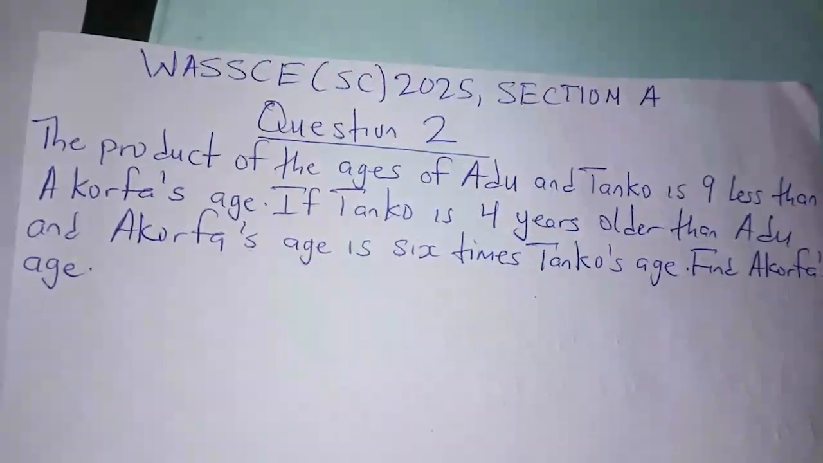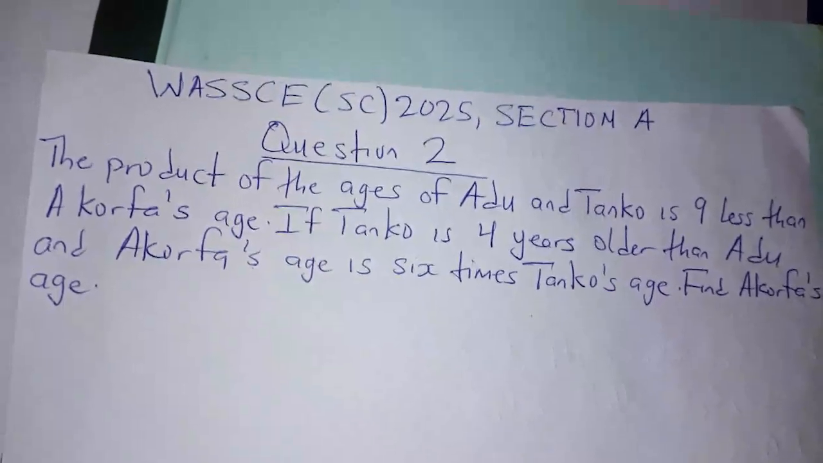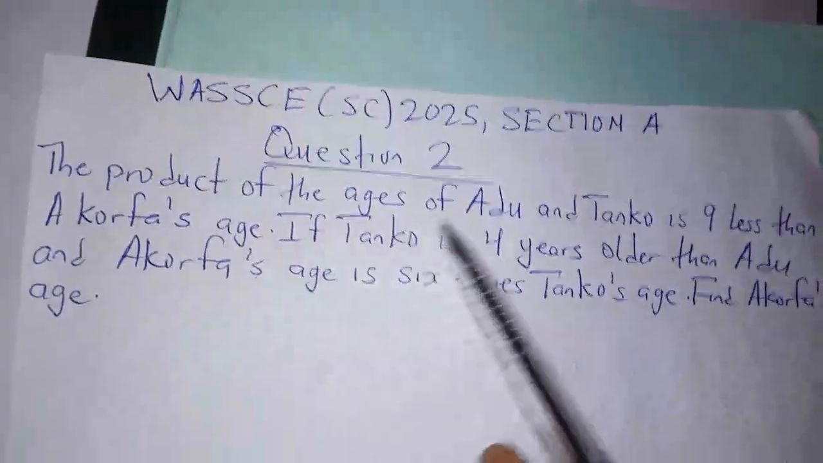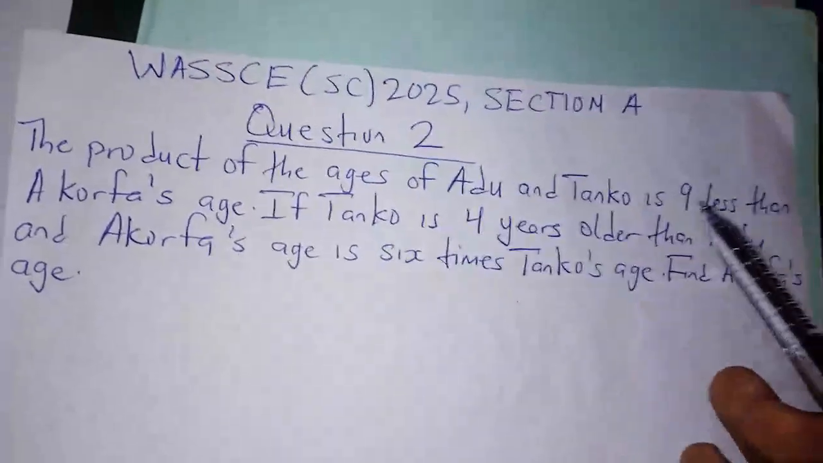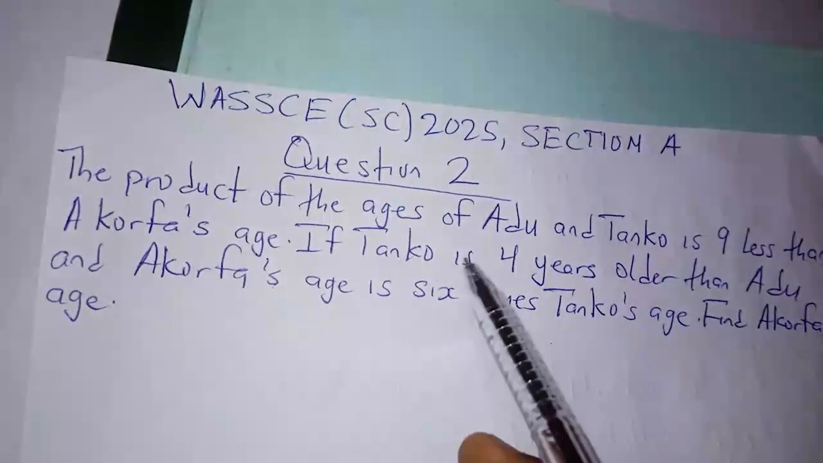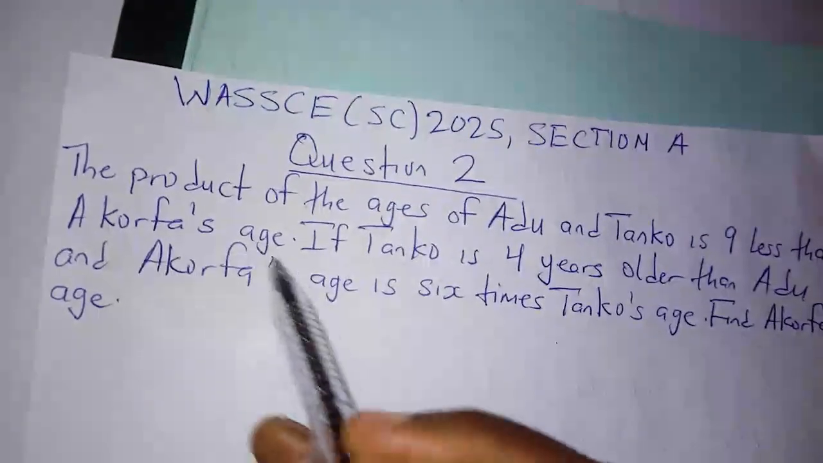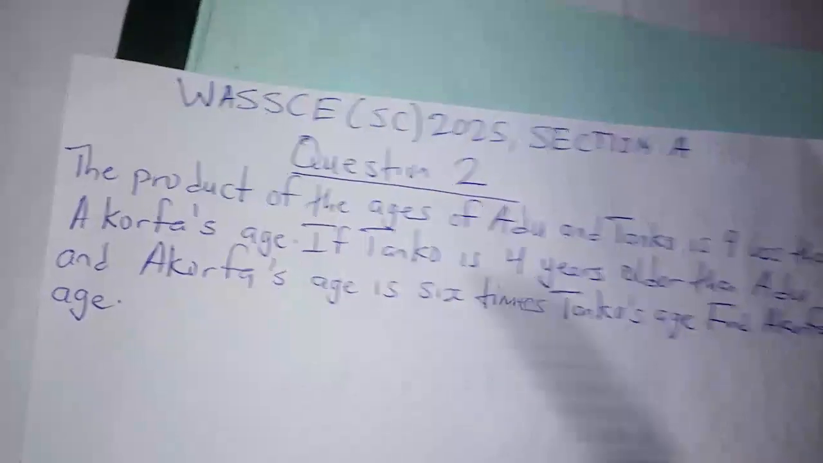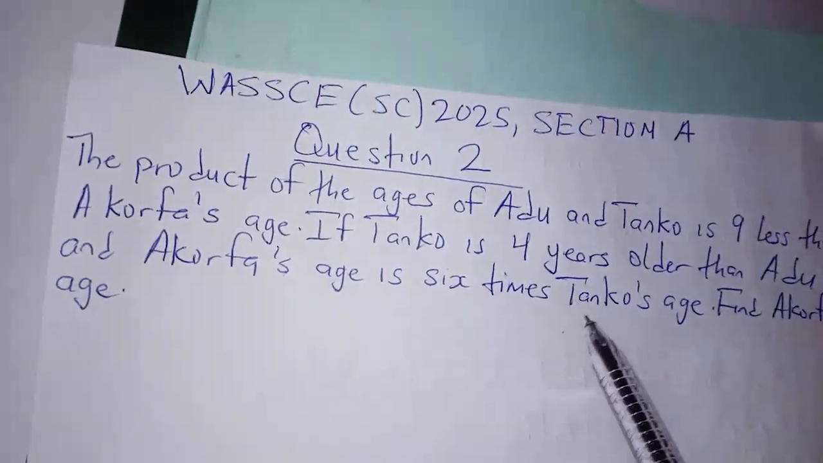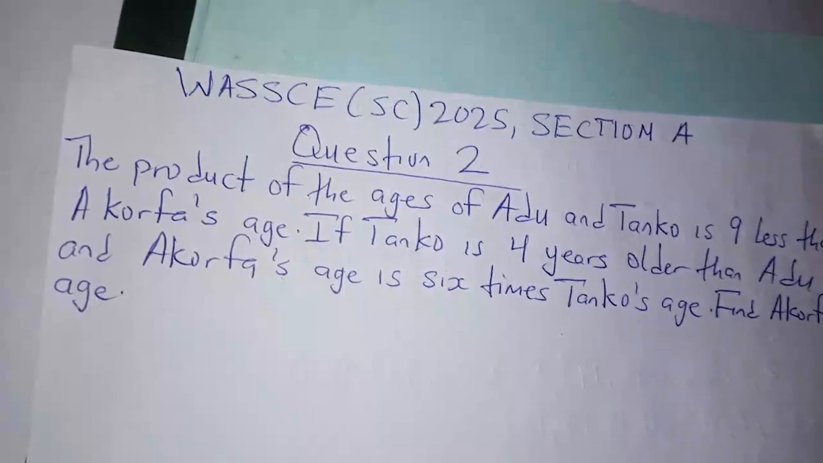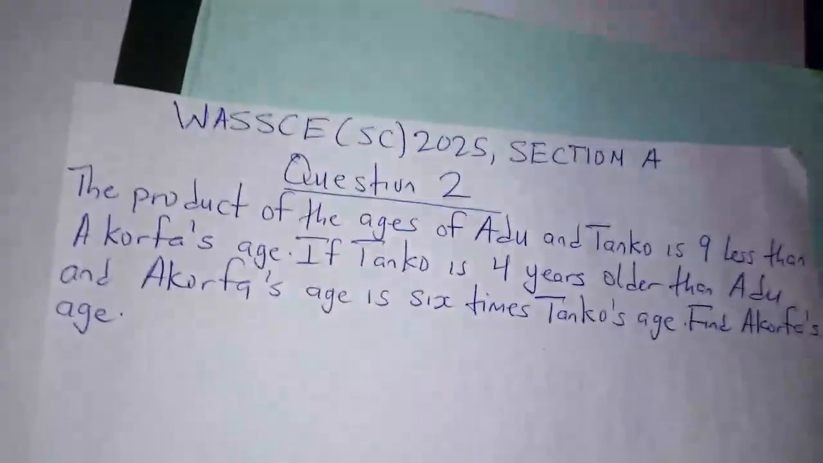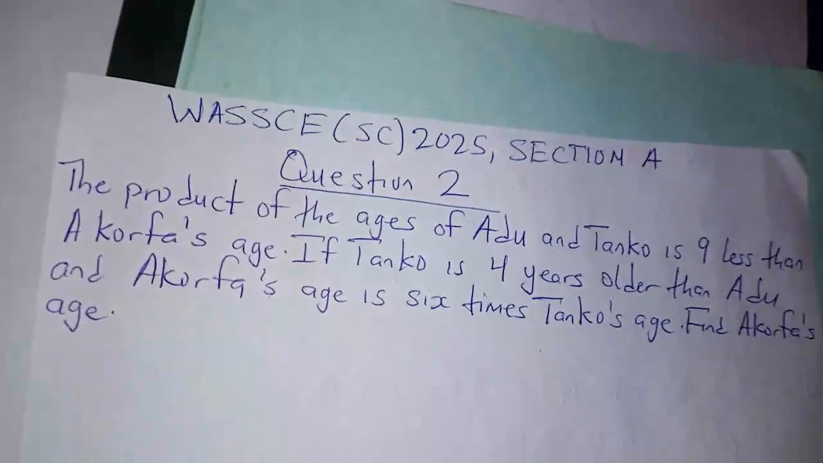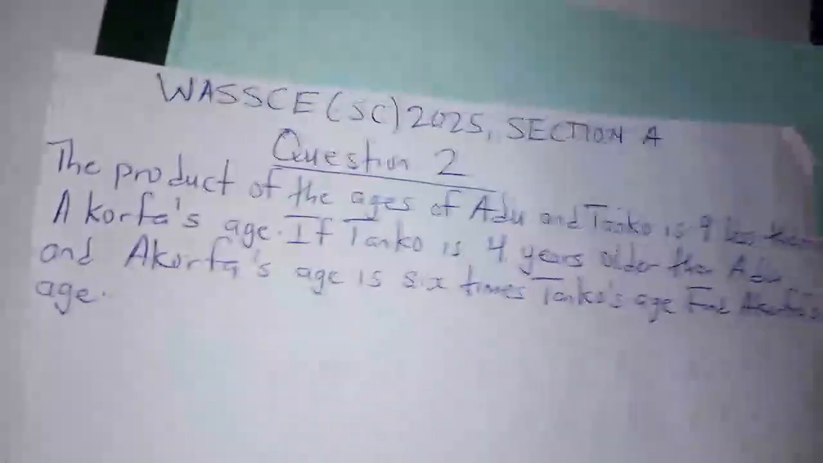Just manage my pronunciation. So the product of the ages of Adu and Tanko is 9 less than Akofa's age. If Tanko is 4 years older than Adu and Akofa's age is 6 times Tanko's age, find Akofa's age. So when you see all these grammars, you might get confused.